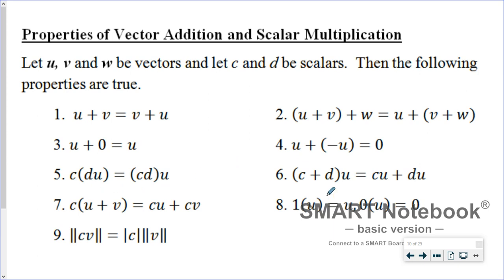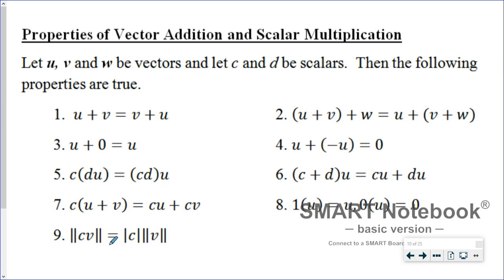Here we have the distributive property, essentially. So the scalars c plus d as a group times u is equal to c times u plus d times u. This again is the distributive property, but now we just have one scalar with two vectors. All of this stuff really just kind of makes sense. It's nothing that you need to memorize. Of course, 1 times any vector is itself, 0 times any vector is 0. Again, very intuitive.